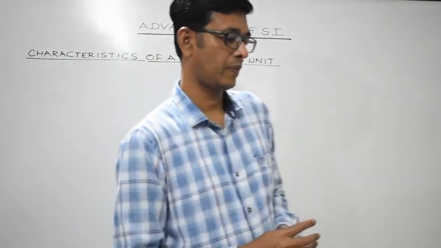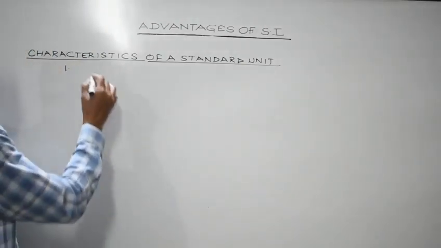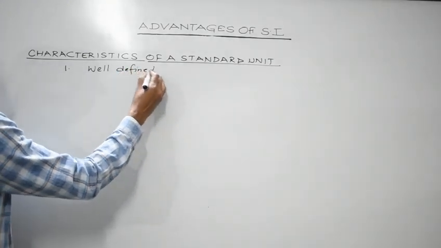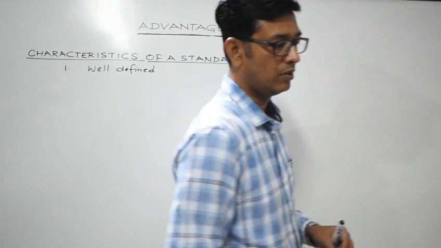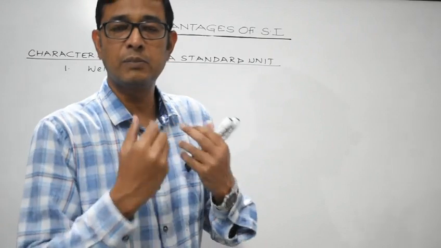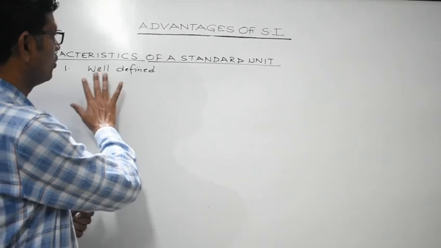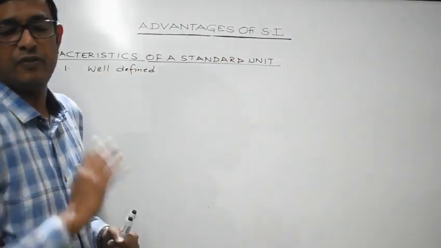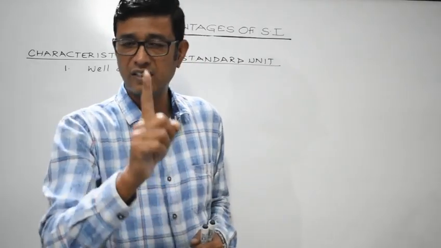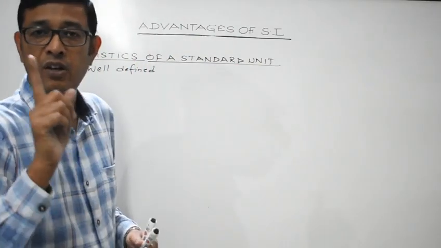Let's discuss point by point. It should be well defined. Any standard unit must be well defined. Its definition must be approved and must be understood by all. It should be acceptable to the entire community, right? So, any standard unit must be well defined. There shouldn't be any ambiguity in the definition of the standard unit. So, that's the first characteristic which a standard unit must possess. It should be well defined.